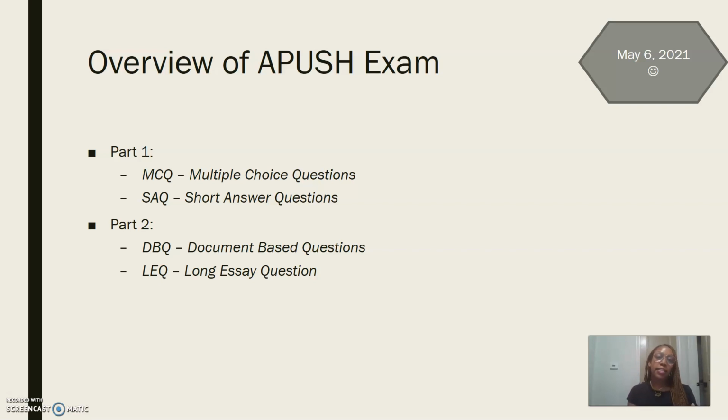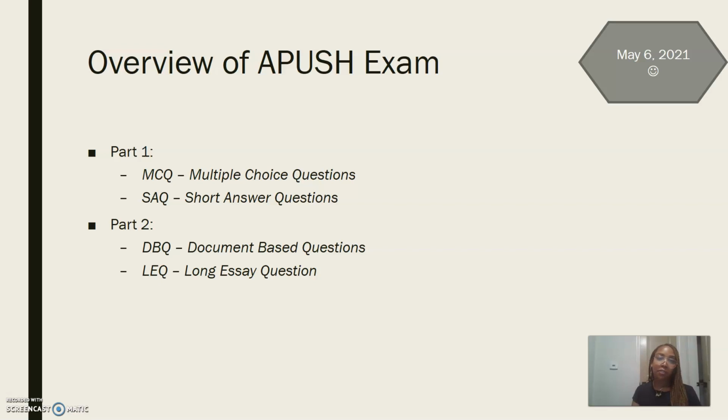This part will look very similar to your typical unit exams where you have multiple choice questions and SAQs. But the difference with the APUSH exam is that you have 55 multiple choice questions, whereas on unit exams, you only have about 22 questions at most of multiple choice. Then part 2 of the exam is DBQs and LEQs, so document-based questions and long essay questions.